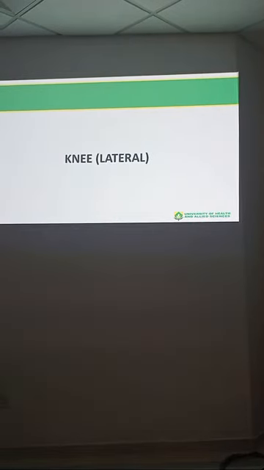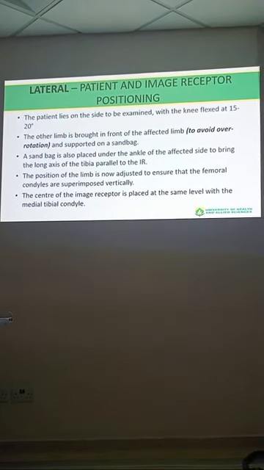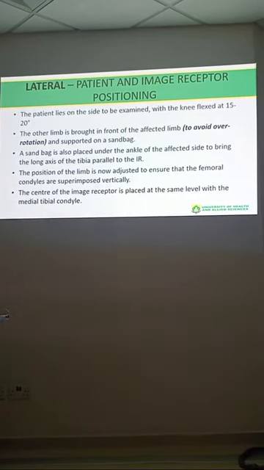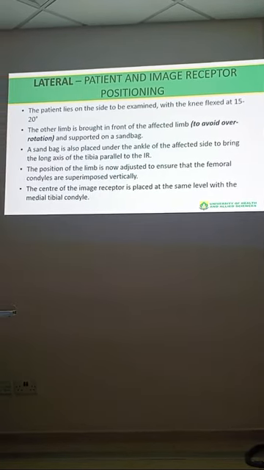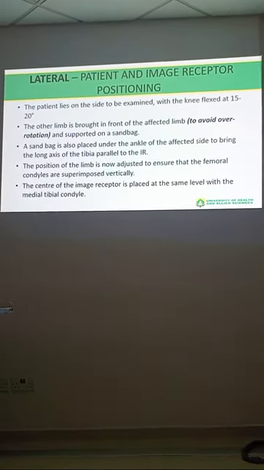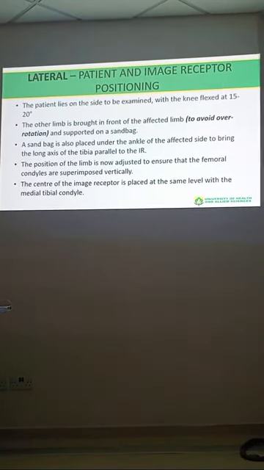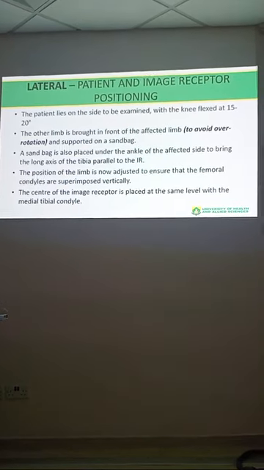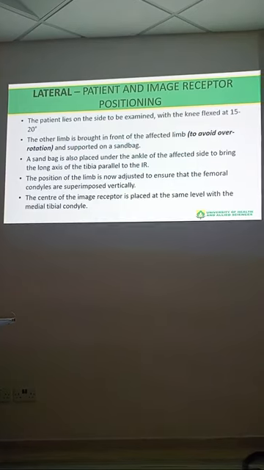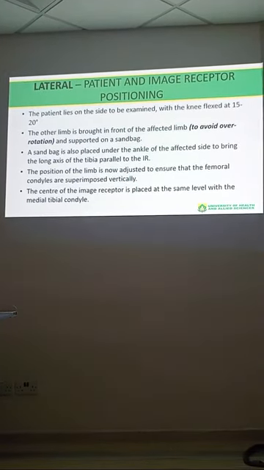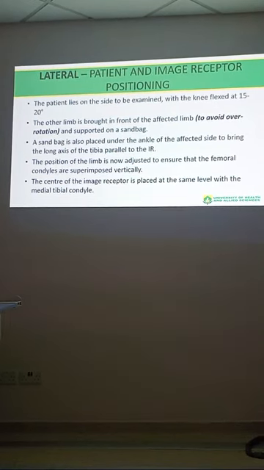So we'll do the lateral. For the lateral positioning of the knee, the patient is going to lie on the side we are examining and then get the other limb in front of the affected limb and bend the affected limb 15 to 20 degrees. Again, some literature will tell you to bend it 45 degrees, some will tell you 90 degrees, some will give you a range between 20 and 45 degrees. For the sake of this presentation, I'm using 15 to 20 degrees, and I'll explain the reason.